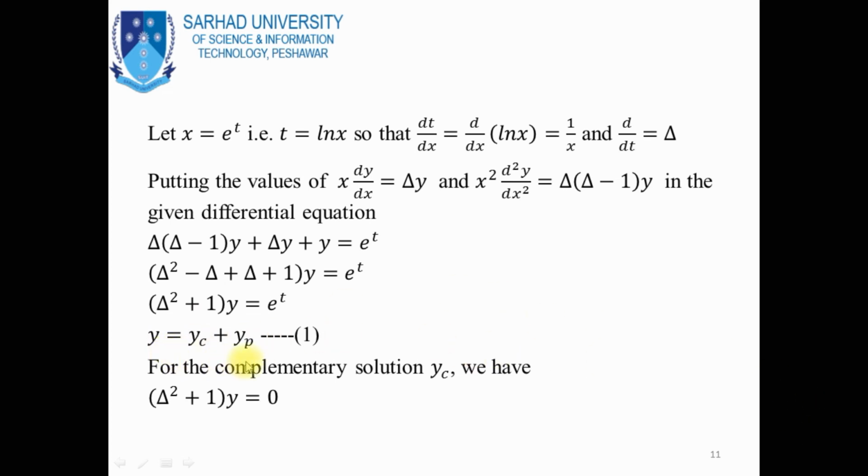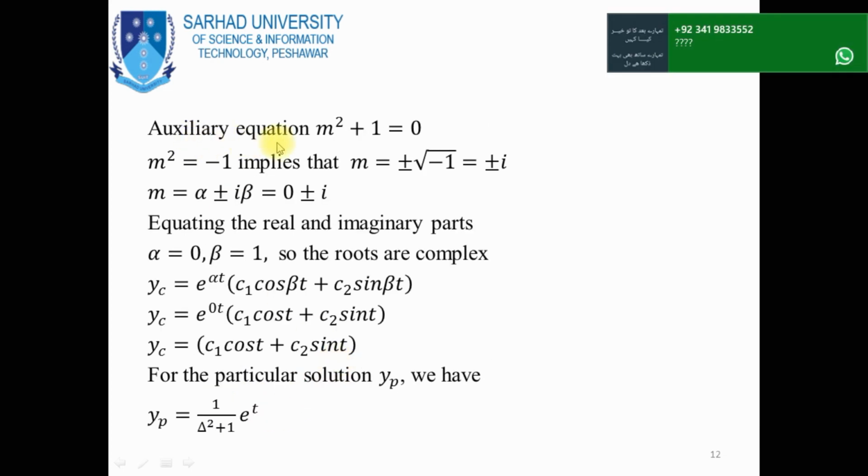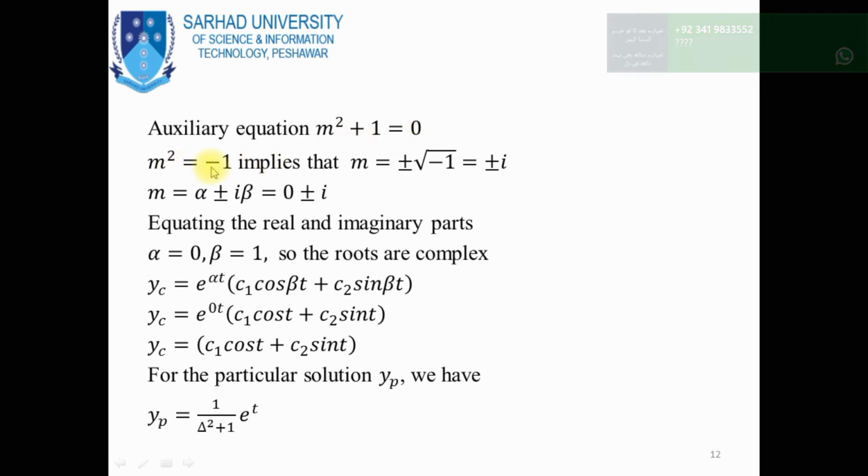So the solution will be yc plus yp. Now for the complementary solution yc, we take the homogeneous part of this equation, del square plus 1 into y is equal to 0. So y is equal to 0 is the trivial solution, and for the non-trivial solution we write the auxiliary equation m square plus 1 is equal to 0. So m square is equal to minus 1, which implies that m is equal to plus minus square root of minus 1, and this is equal to plus minus i. So the roots are complex and unequal.